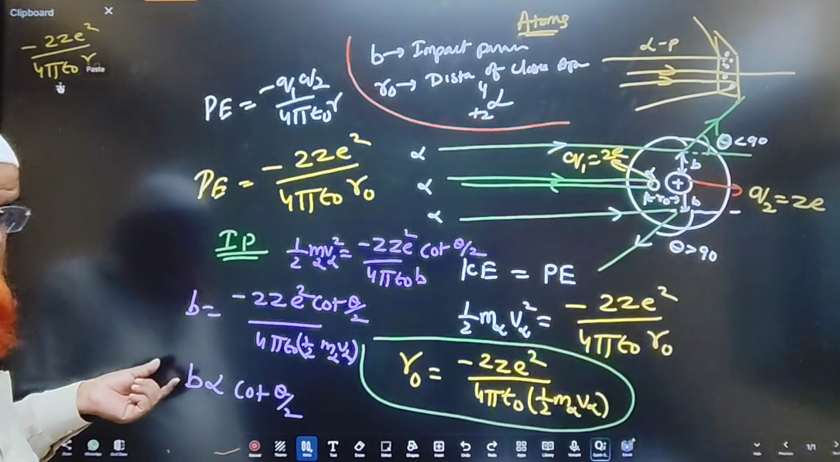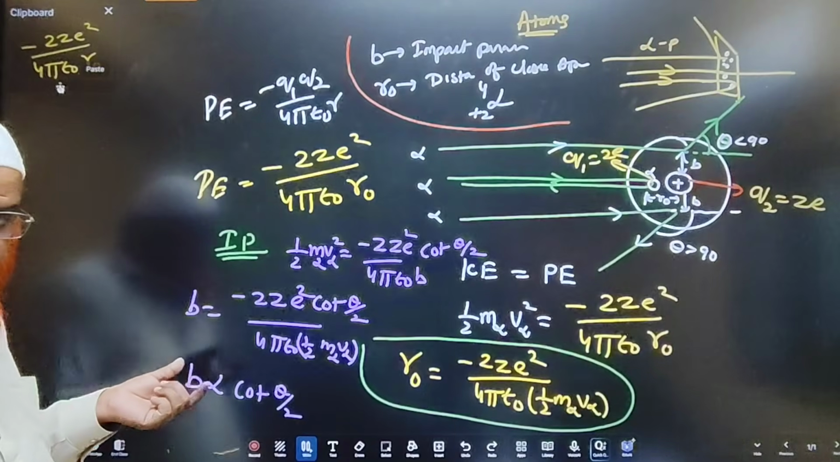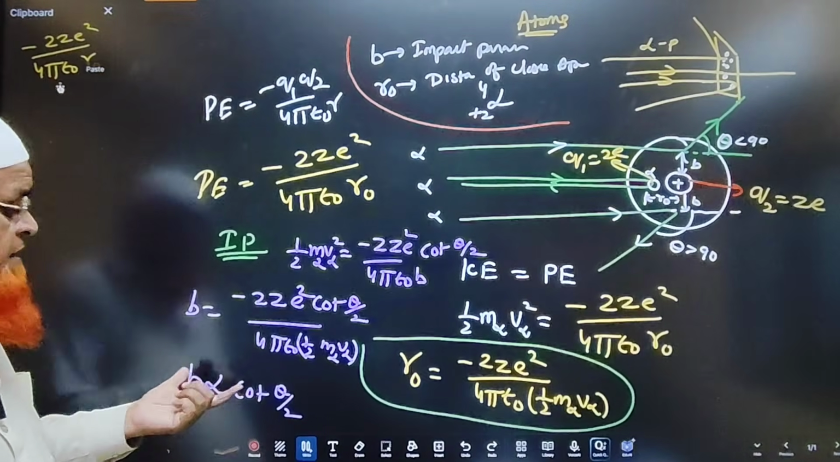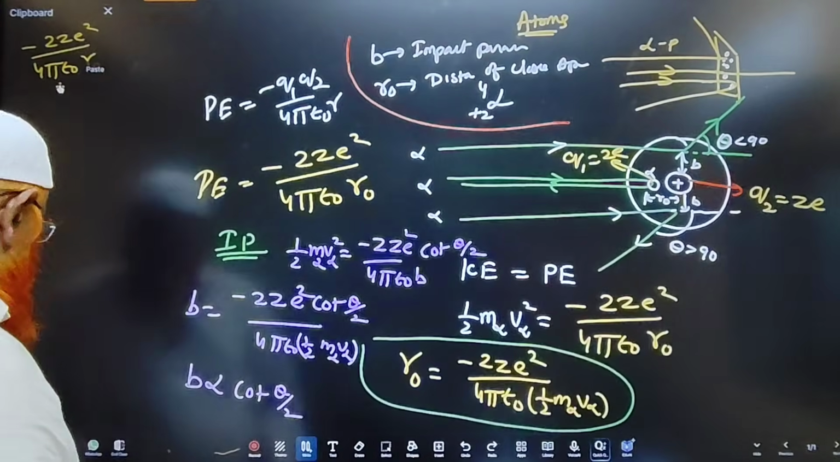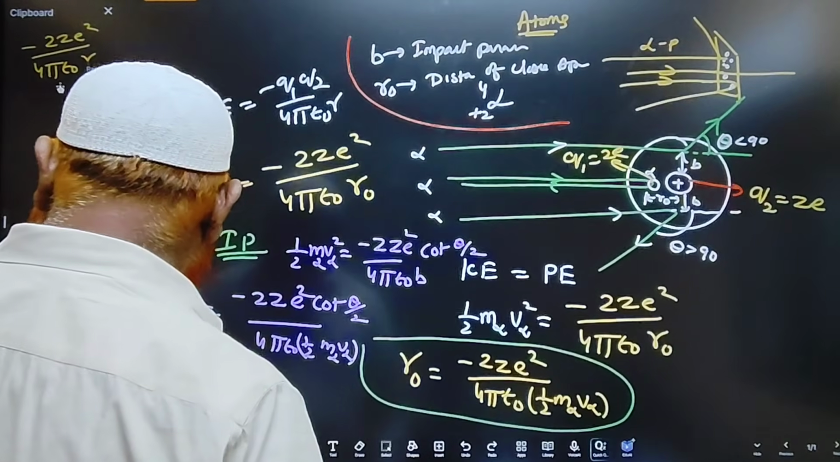Larger is the angle, larger is the b. Understood what I am saying now? So b depends upon the angle. Then from this, what do you understand? What is the relation between?